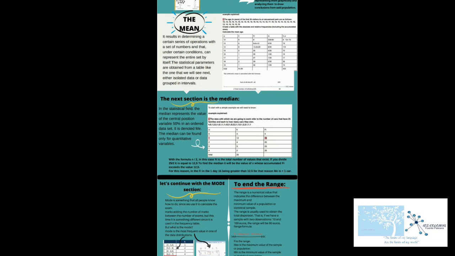Now comes an explanatory video. Using the formula given at the beginning, R equals maximum minus minimum. R is the range, maximum is the maximum value of the sample or population, minimum is the minimum value of the sample or statistical population, and X is the variable. R is equal to 20 minus 1, which is equal to 19 points. According to the result, this rating has a great dispersion.